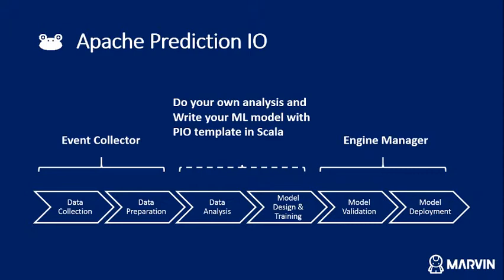After training, PredictionIO also has an engine manager to do the validation and deployment. This is a highly scalable approach with a lot of advantages technically. The problem is not a lot of data scientists know how to code in Scala. So they will complain, why can't we just use Python?